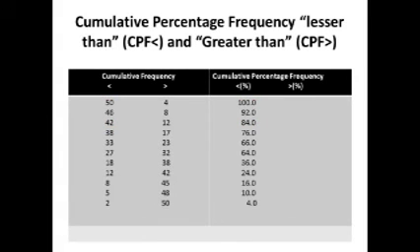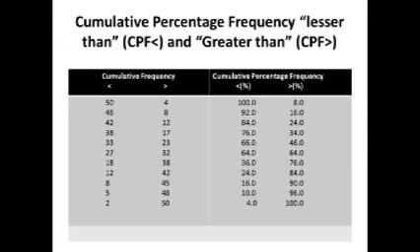Next, we must solve the cumulative frequency greater than. 4 divided by 50 times 100 is 8%. 8 divided by 50 times 100 is 16%. 12 divided by 50 times 100 is 24%, and so on.